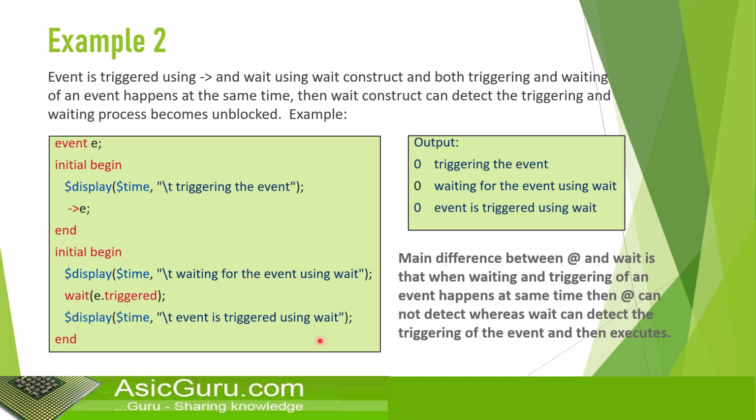So this example clearly explains the difference between @ and wait. The @ operator can miss the event if it is triggered at the same timestamp. The process would be executed only if it is already waiting before the event happens. That's why @ is also called event based. But in case of wait, it continuously checks the condition and resumes when it evaluates to true. It doesn't need a signal edge. The condition may already be true in the case of the wait construct. That's why wait is also called level sensitive.